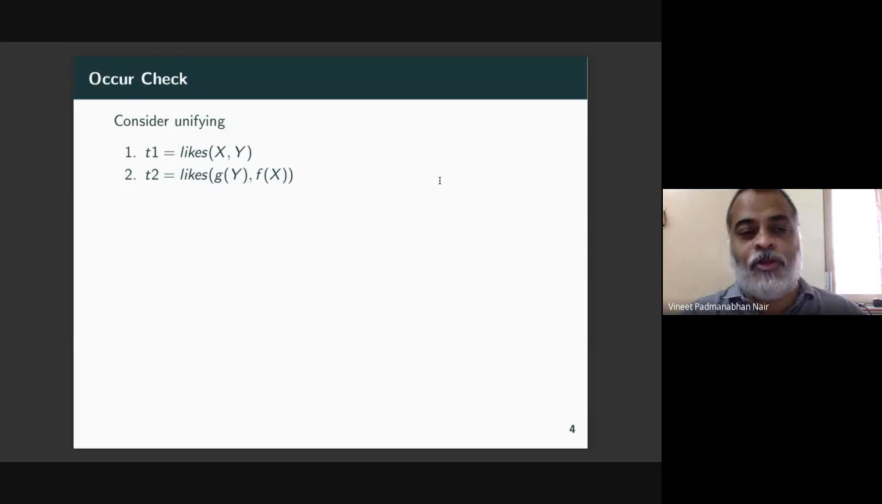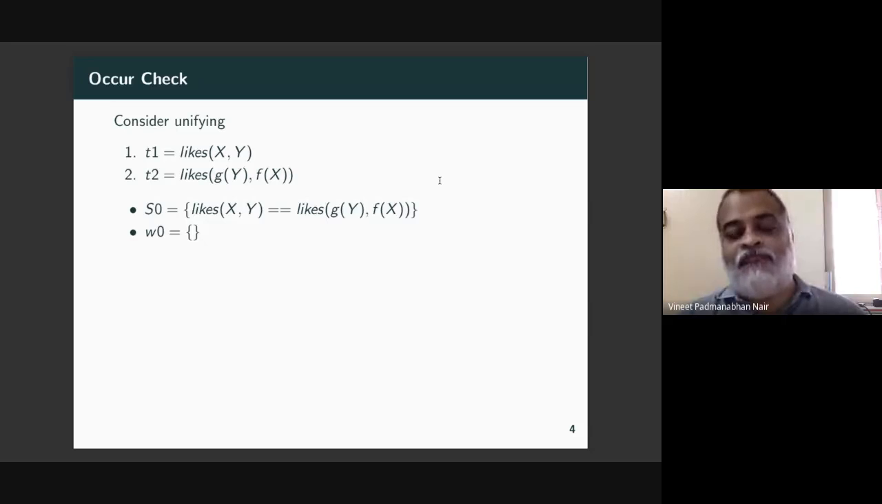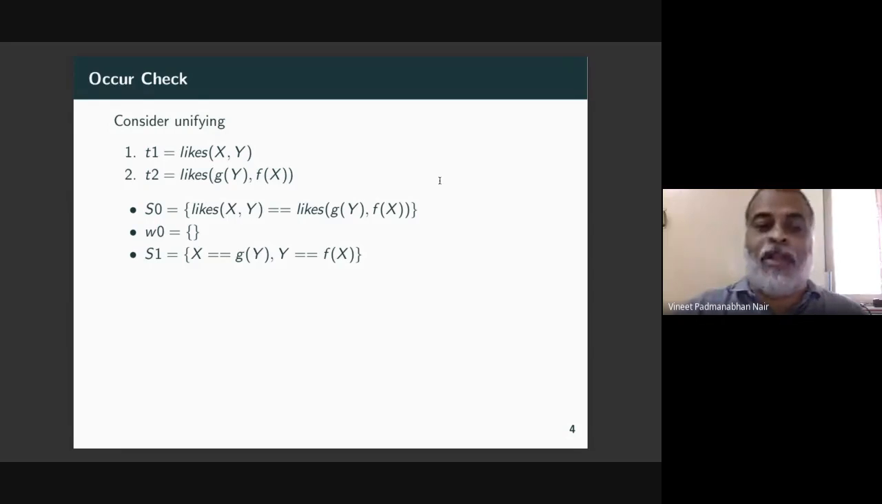Okay, let me go forward. Basically, the first procedure which we talked about in the last class is left hand side equal to right hand side. I am writing the first step as S0 and I'm showing likes x y is equal to likes g of y comma f of x. Probably the first substitution is an empty set because you have just started. Now you can remove both the predicates. Here both predicates are likes. If they were different, then you would have stopped your algorithm there itself.